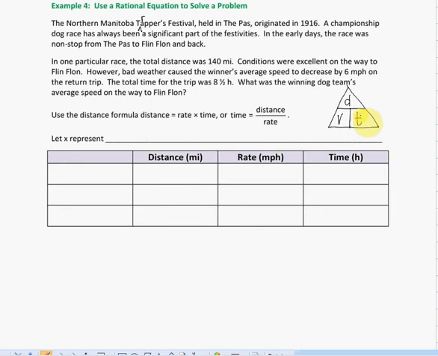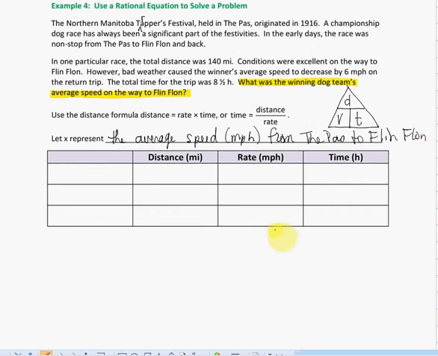Okay, so we want to know what was the winning dog team's average speed on the way to Flin Flon. So we're going to use that to determine our let statement. We're going to let x represent the average speed, which in this case is miles per hour, from The Pas to Flin Flon.